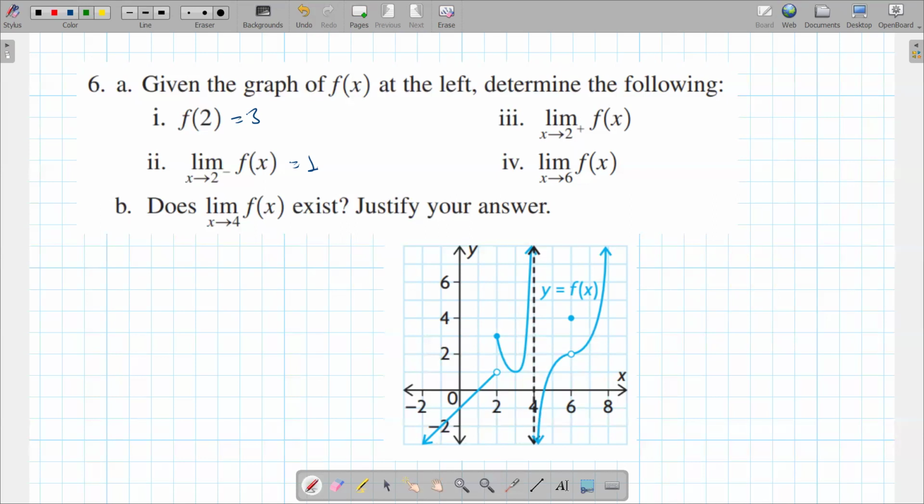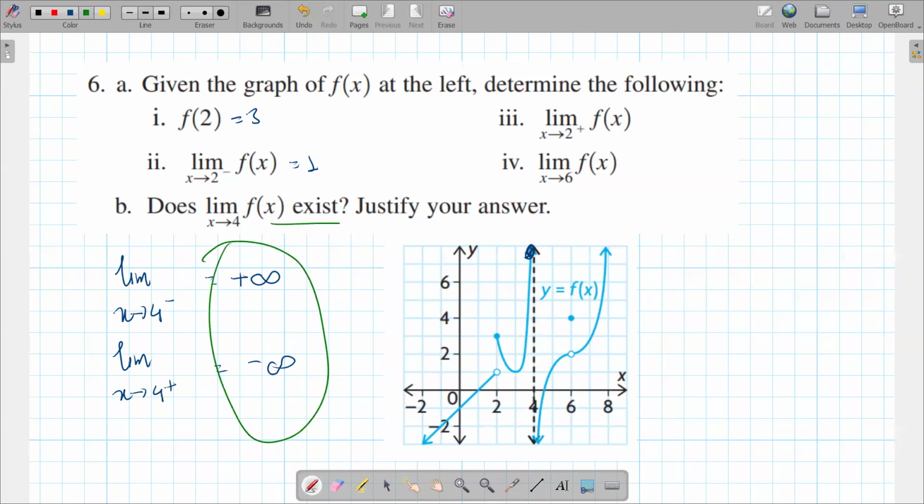Thoughts? Let's look at it from the left. This is called 4 minus. At 4 minus, there's an asymptote, so you're looking at it over here. What is the limit? Where is it going? It's going to ride the asymptote forever. So where's it going to end up? Positive infinity. What about on the other side? 4 plus. From the right side of 4, negative infinity. Are these limits the same? No, because these limits are different. This does not exist. And the justification is the fact that the left side and the right side limits are different.